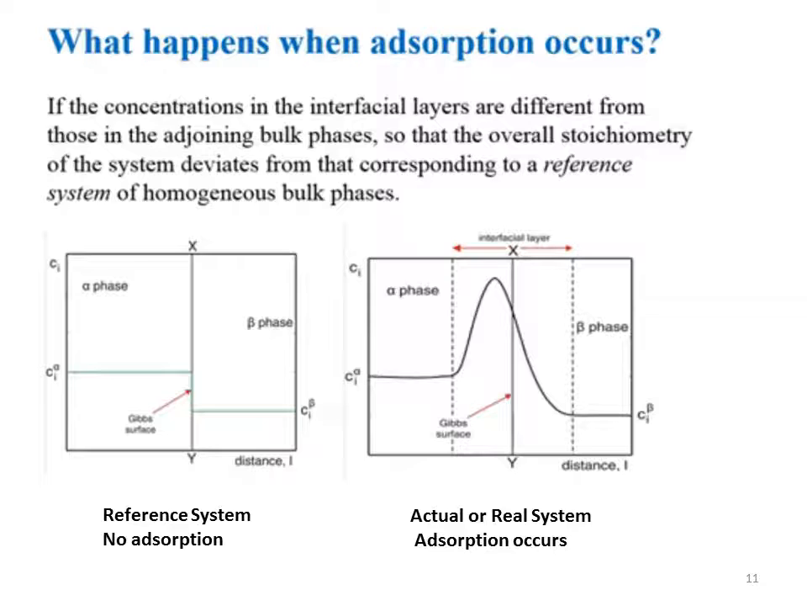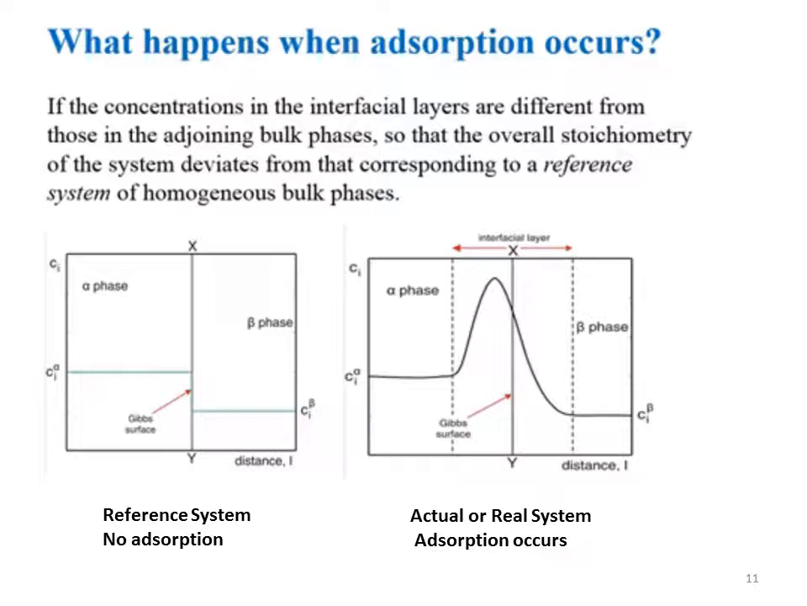Here we have two concepts: first is the interfacial layer and the other is the Gibbs surface. If the concentrations in the interfacial layers are different from those in the adjoining bulk phases, then in the left figure, there is a line between the bulk phases. This line is basically called the Gibbs surface. And if we talk about the interfacial layer, then we mix the immiscible phases and the interfacial layer is formed, and in the actual real system adsorption will take place and concentration will change.